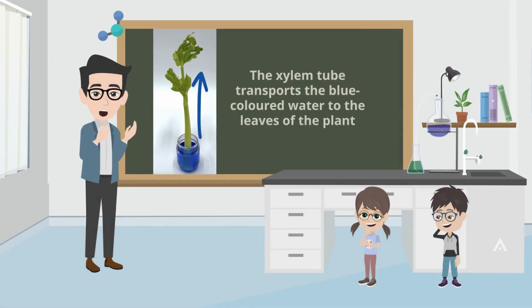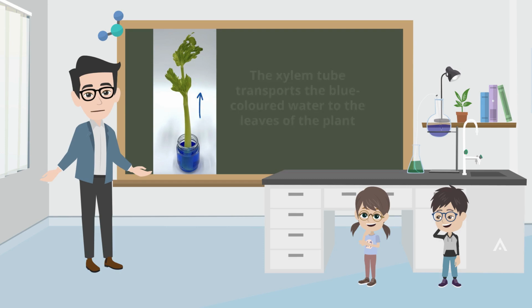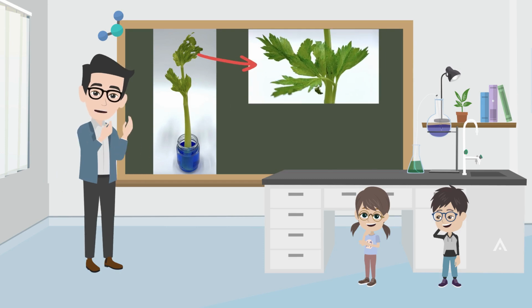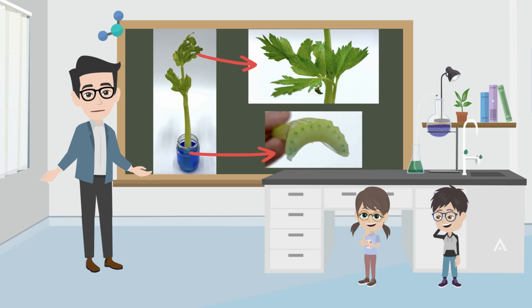Yes. The xylem tubes transport the water with the blue dye to the leaves of the stalk. This causes the leaves to turn blue. The xylem tubes also turn blue after coming into contact with the colored water.